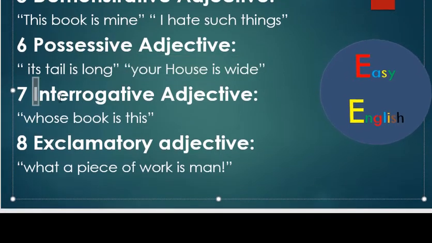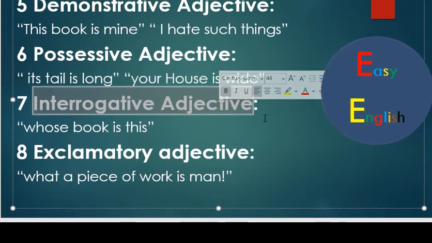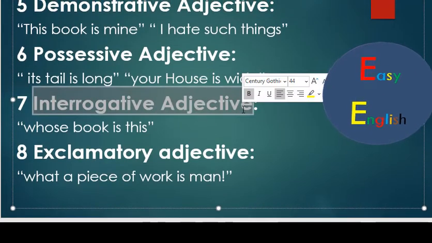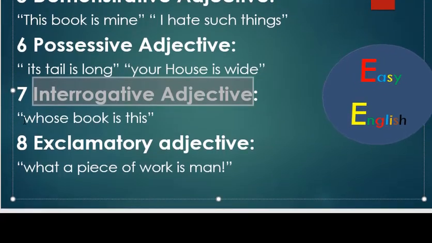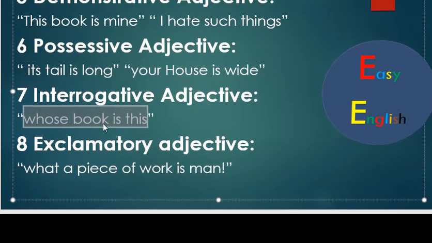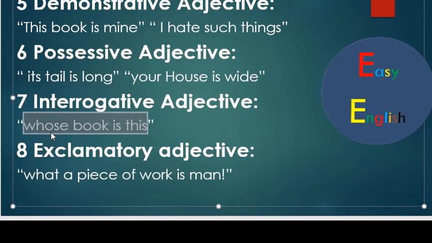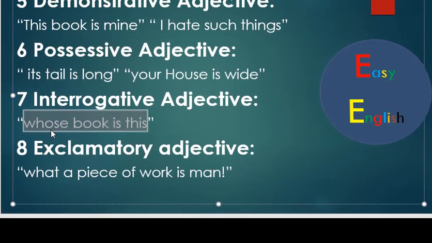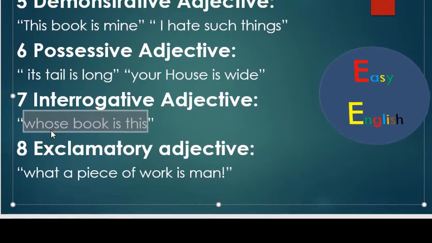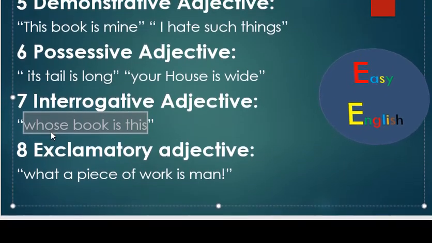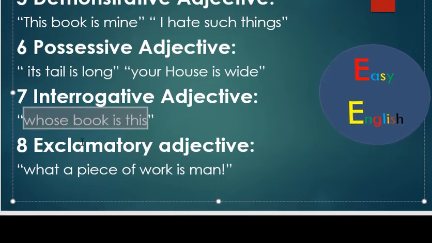The next one is interrogative adjectives. By the name, it is used for asking a question to someone, like whose book is this, in which whose is an interrogative adjective which modifies the noun book. And one more example is what kind of man are you. It means that what is an interrogative adjective which asks about the kind of man.